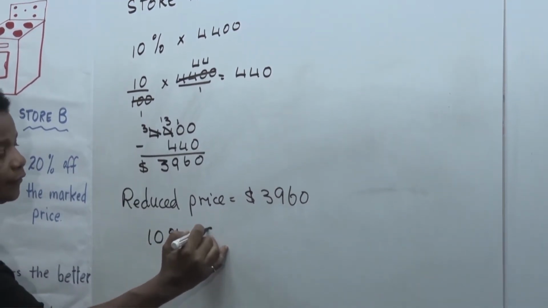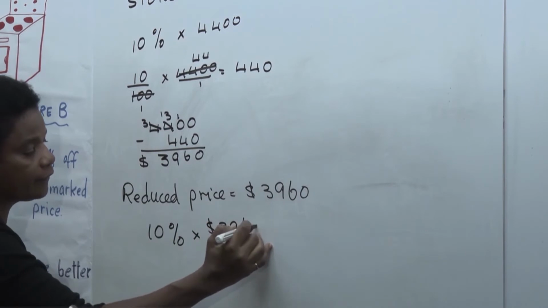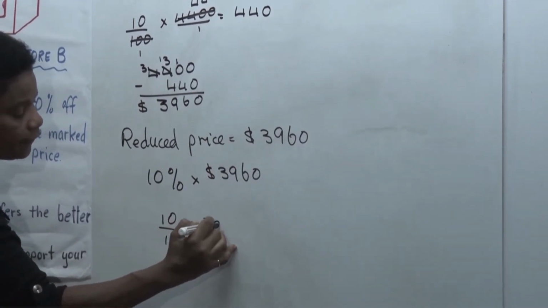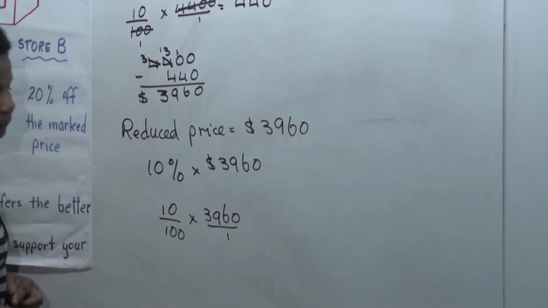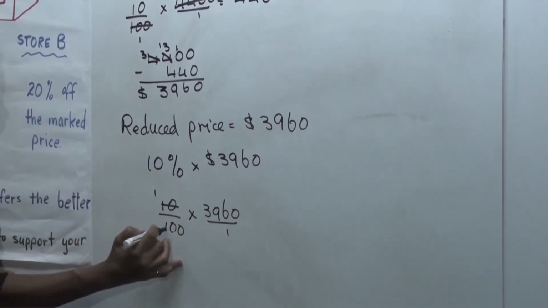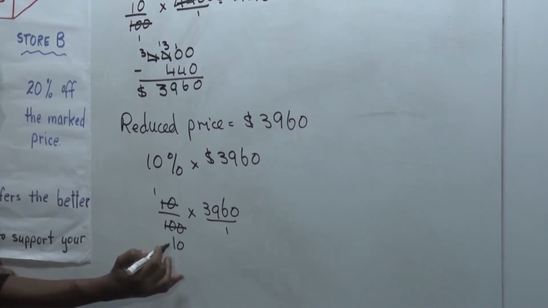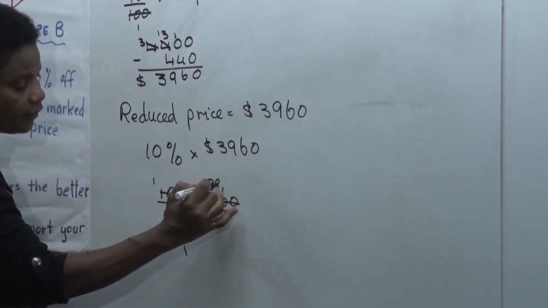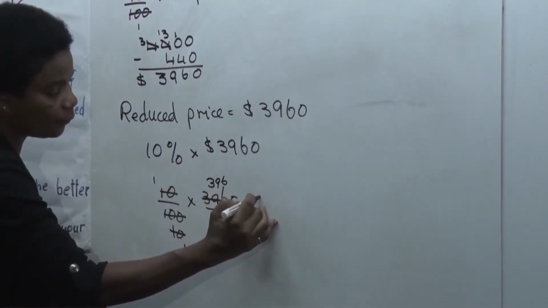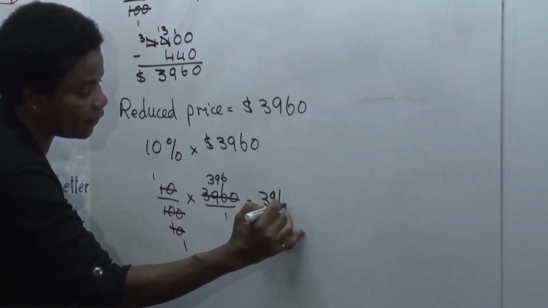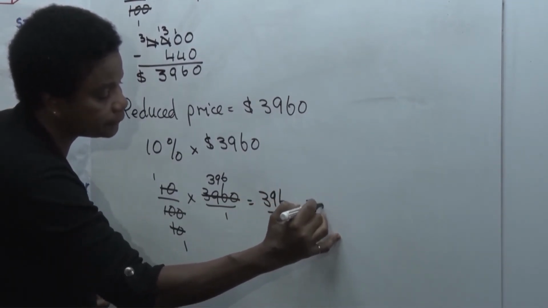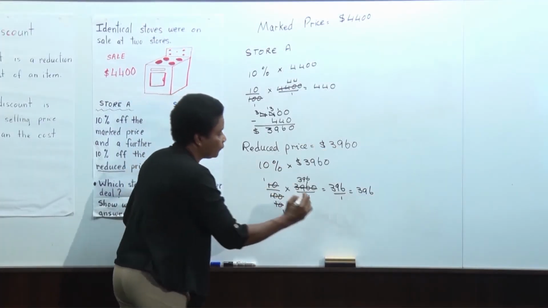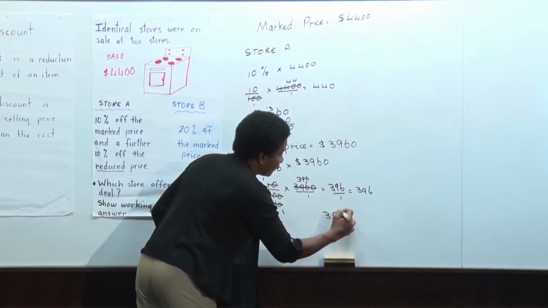10% off $3,960. Let's work that. 10% of $3,960. 10 into 10, 1. 10 into 100, 10. 10 into 10, 1. 10 into 3,960 is 396. So we are getting $396 off. Off which one? Off the reduced price. So let's find out how much that works out to be.